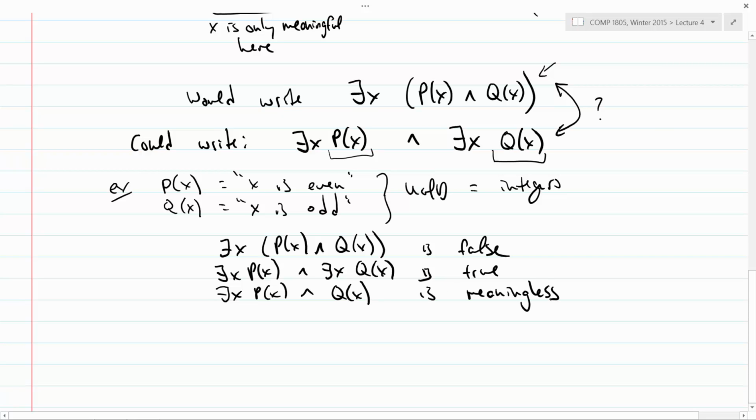Right? That's not a proposition because you don't know what that second x is. It's not saying anything. Right? There's no value that can be plugged in there. So if you understand these three lines, then you understand what's going on so far, and that's good.